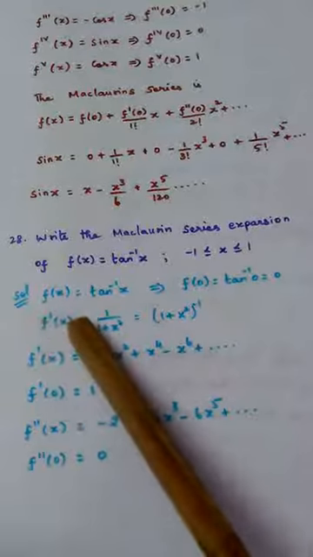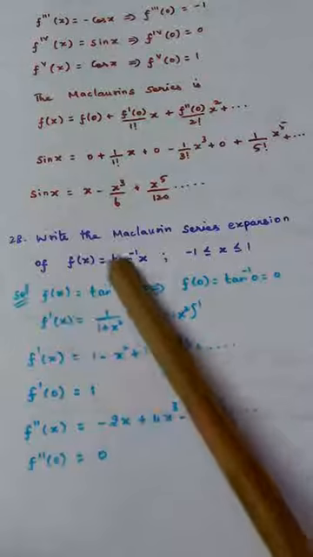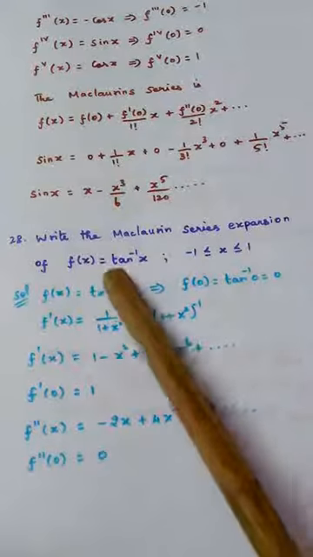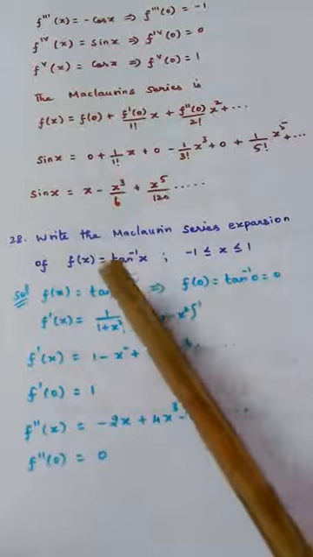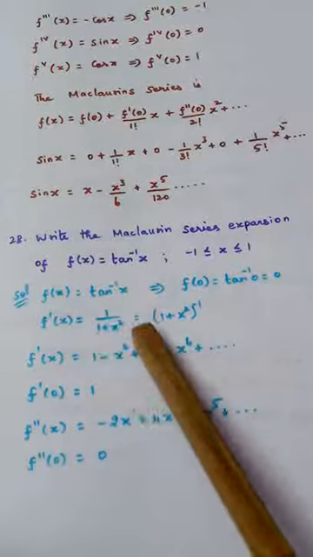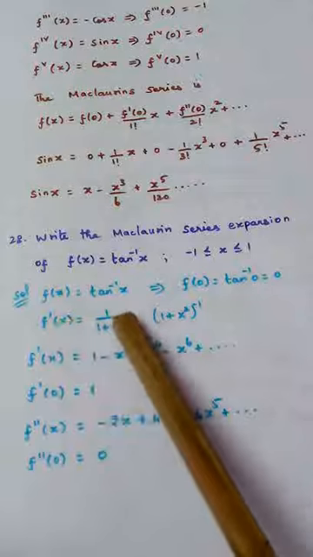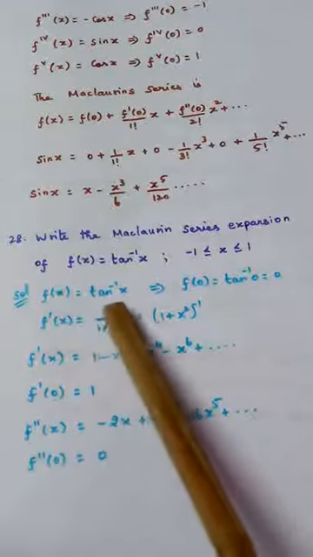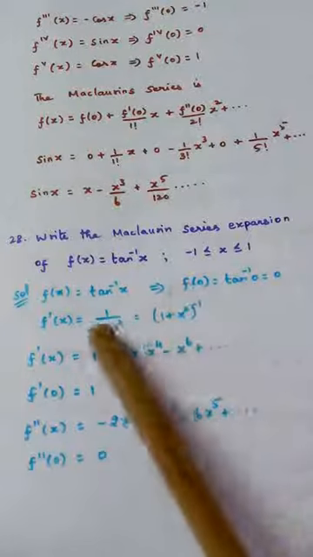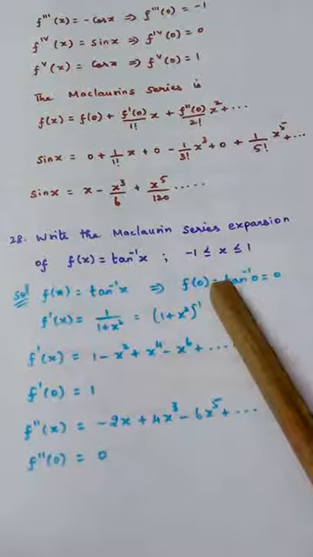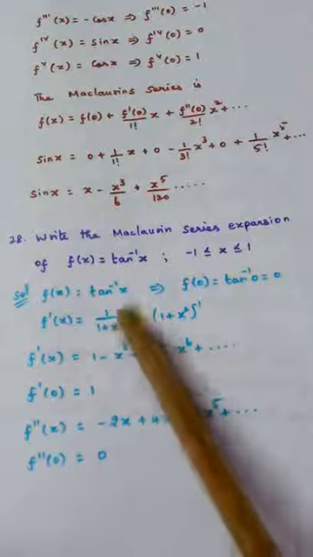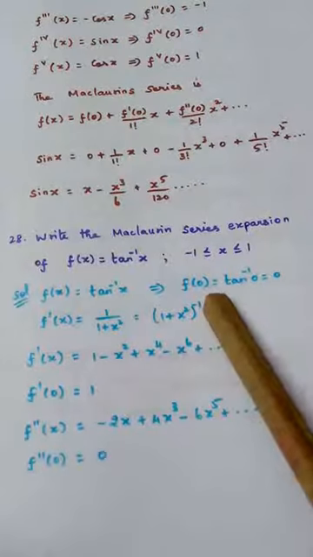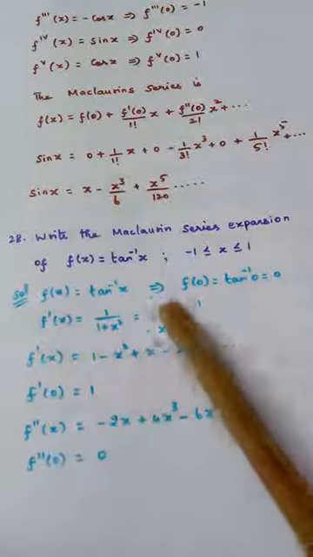So f dash of x, the differentiation of tan inverse x, we have studied in the first class when we started this chapter. Tan inverse x differentiation is 1 by 1 plus x square, right? So f dash of x is 1 by 1 plus x square. But what we are doing here is taking the denominator to the numerator, so it becomes 1 plus x square whole power minus 1. Because the power is 1 in the denominator, when taken to the numerator the power becomes minus 1. Now, f dash of x is this.